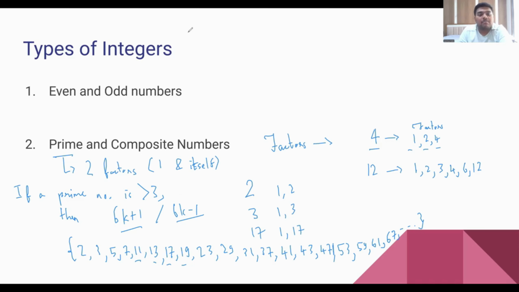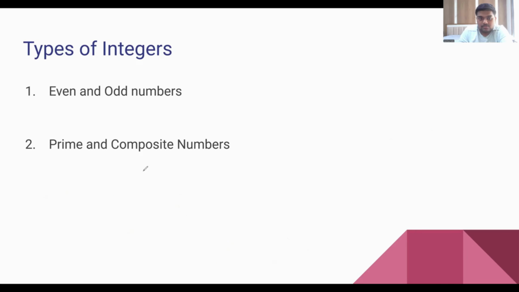And the composite numbers are the numbers which have more than two factors. Okay. So composite numbers, for example, 4 we saw, then 6 also has a total of 4 factors, 1, 2, 3, and 6. Then 9 has 3 factors, 1, 3, and 9, and so on. So these are the composite numbers.